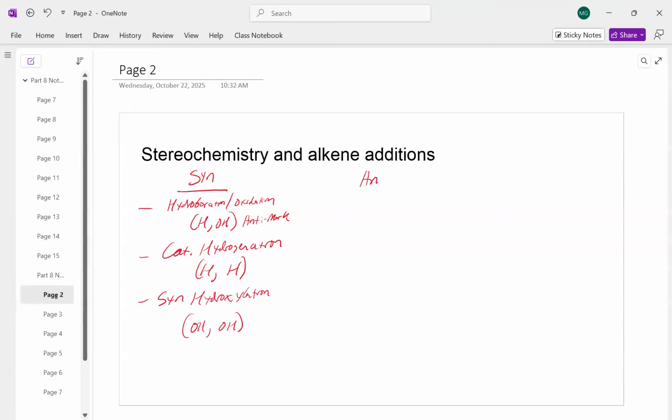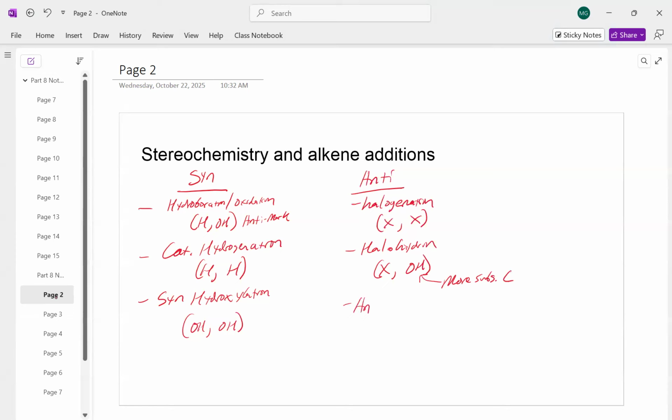And then we talked about anti-additions. How do we get those? Well, the first one we looked at was halogenation, so the addition of X2, where one carbon gets a halogen and the other one gets a halogen. Halohydrin formation, where we added X2 and water. So one carbon got an X halogen, the other carbon got an OH. Again, as a reminder, the OH went to the more substituted carbon.